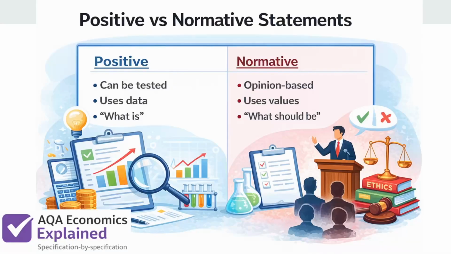This links directly to something examiners test all the time: positive and normative statements. A positive statement describes what can be tested with data. A normative statement expresses what ought to be, and is based on value judgments. Policy decisions are never purely positive. They always include normative judgment.